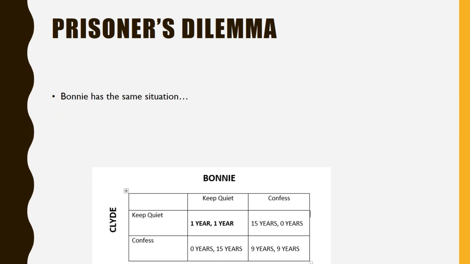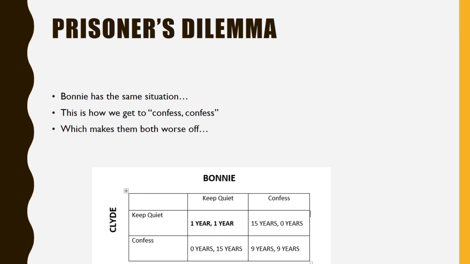So Bonnie has exactly the same situation, right? So this is how we get to that outcome of confess, confess, which is an equilibrium, but it also makes them both worse off than if they colluded and kept their mouth shut, right? Keep quiet, where they only get 1 year. So this is the famous prisoner's dilemma. What you see here is we could try to collude, keep quiet, only get 1 year, but there's an incentive to deviate on that agreement.